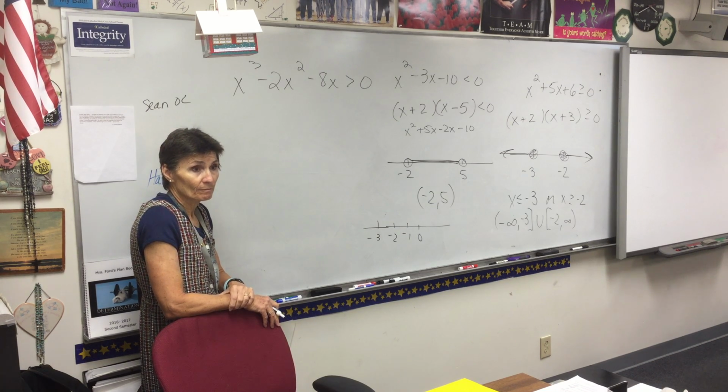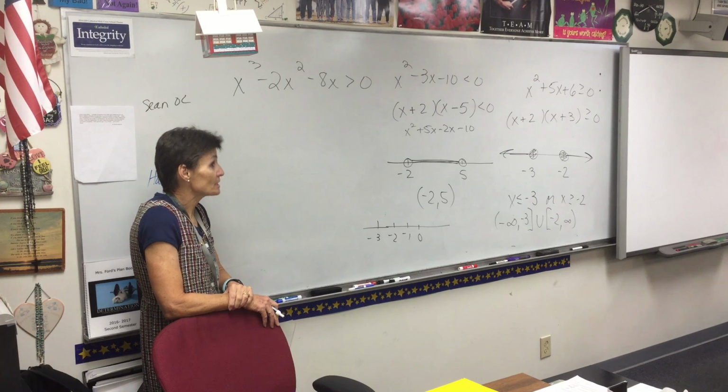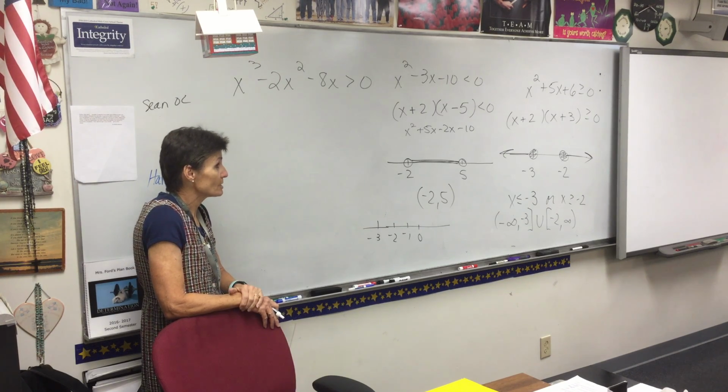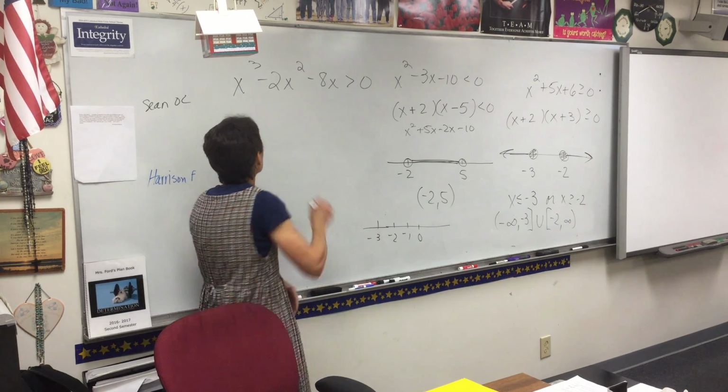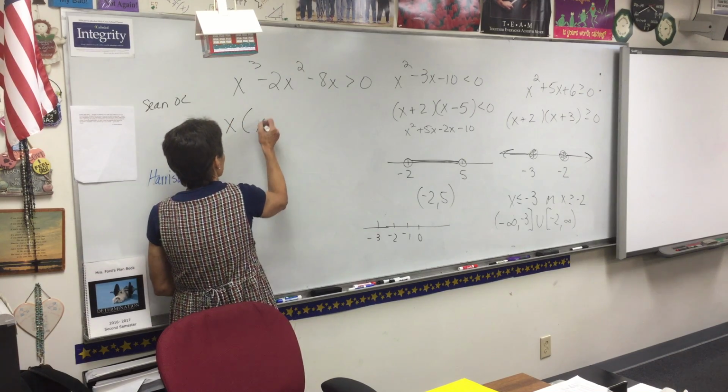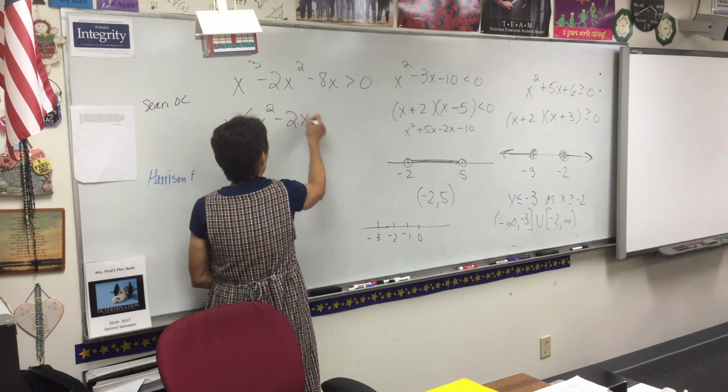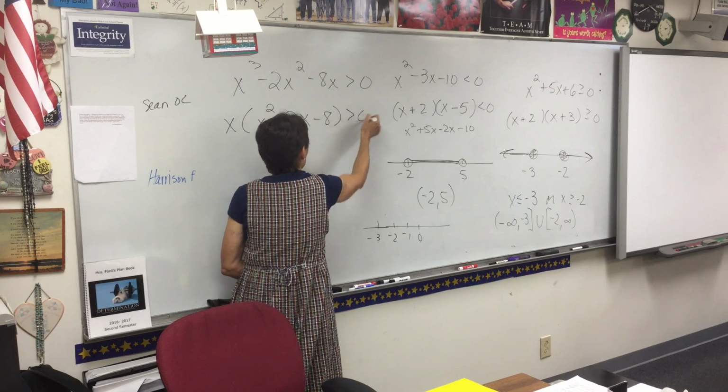Don't we pull out one of the x's? So we're going to take out the GCF. We always take out the GCF. In this case, it's x. So we'll take out an x. And we're left with this.